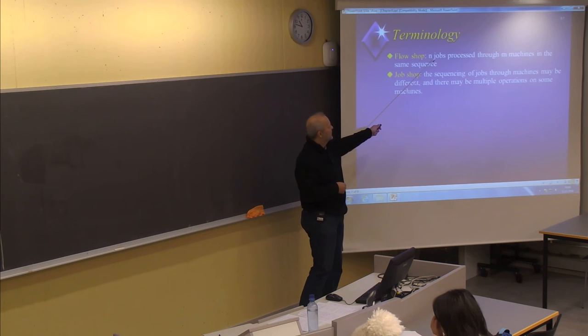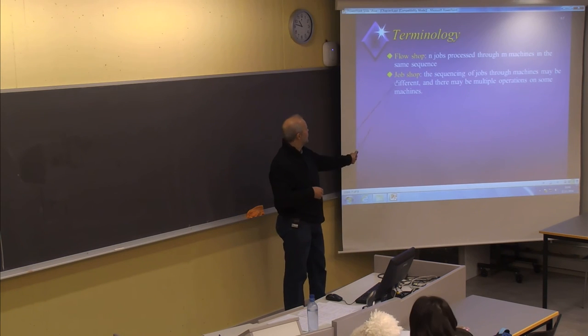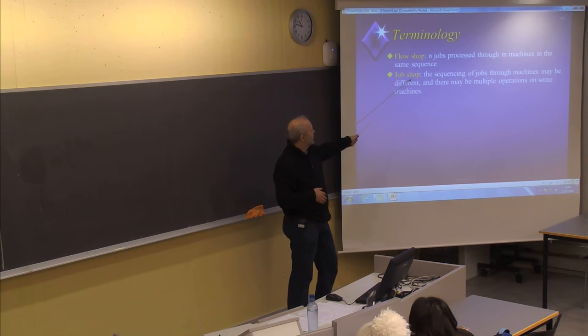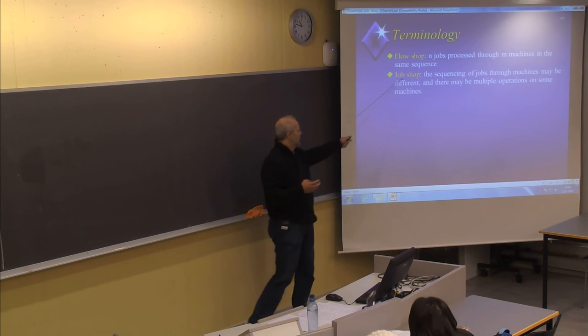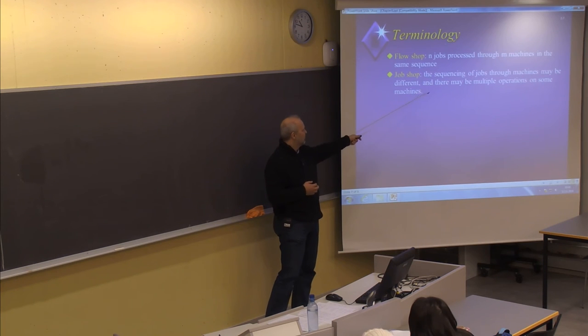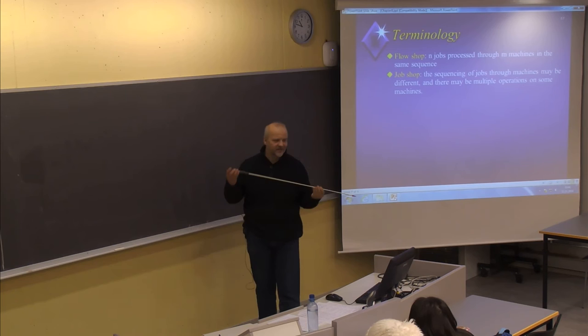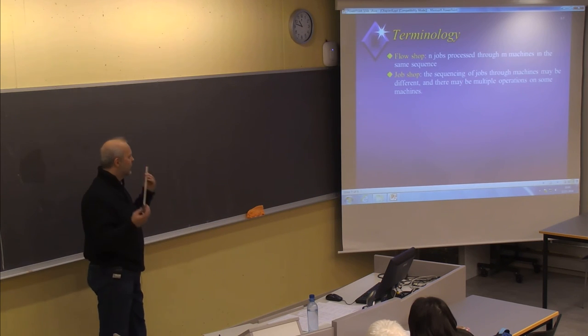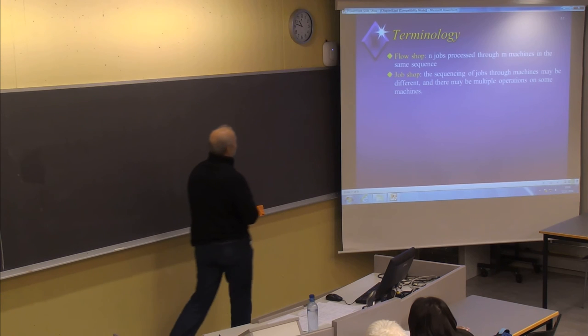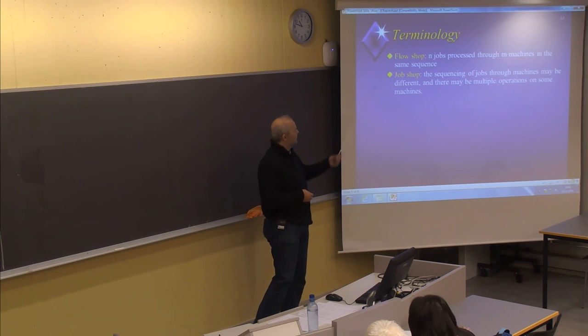So we might have different machines or different workstations, but in the flow shop you need to follow the same sequence. In the job shop problem, you actually have a sequencing of jobs through machines, which might be different. So you can have one sequence through one machine or workstation, and another sequence in the next machine or workstation. So you might have multiple operations also on some machines. So this is the difference between the flow shop and the job shop. And as mentioned a few times, we should focus now on the job shop problem.